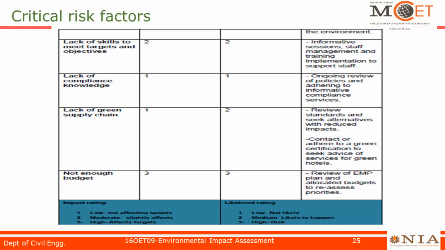Next one is lack of compliance knowledge. People don't know what the standards are. So likelihood 1, effect also will be 1. So ongoing review of policies and adhering to informative compliance services. Next one is lack of green supply chain. So likelihood is 1, effect will be 2. So review standards and seek alternatives with reduced impacts. Contact or adhere to a green certification to seek advice of services for green hotels.